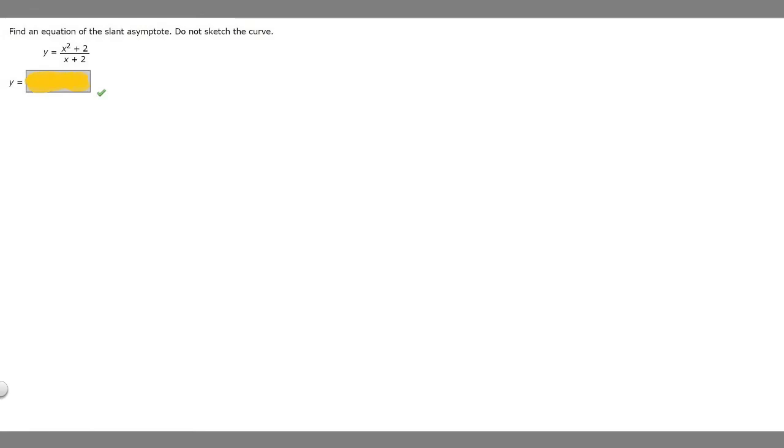So in this problem, we're told to find an equation of the slant asymptote. We're told do not sketch the curve. And we're given this function y equals x squared plus 2 over x plus 2. So let's first recognize why we have a slant asymptote.